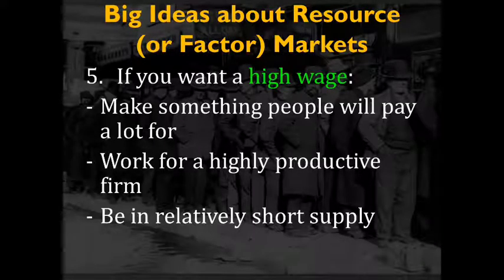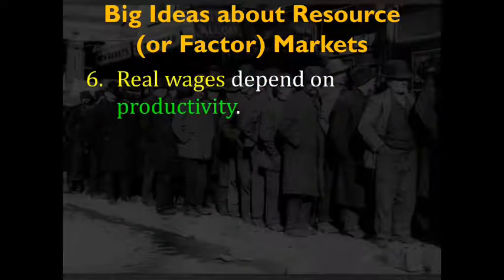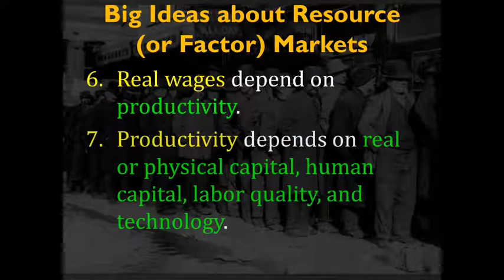So if you are doing a job that's not very well populated, like a brain surgeon, that's going to make it easier for you to make a higher wage compared to someone that does a job that many people can do, like clerical work. Invest in your human capital. That basically means get trained, get an education. Number 6, real wages depend on productivity. So in other words, how productive you are means how much you get paid. Number 7, productivity depends on real or physical capital, human capital, labor quality, and technology.